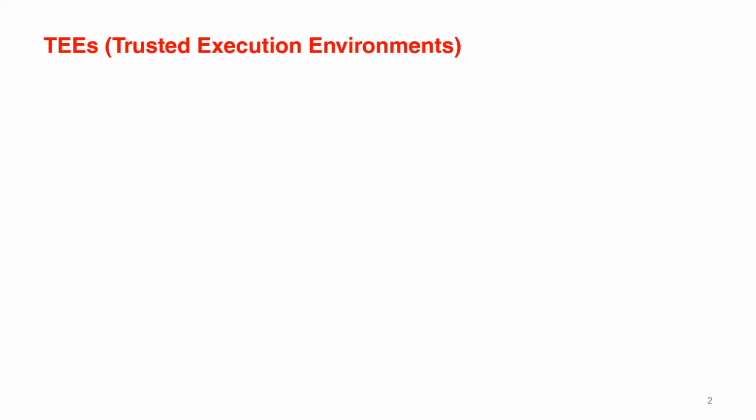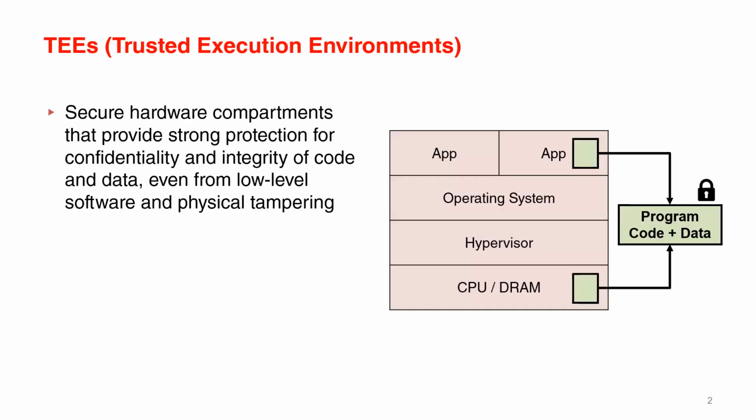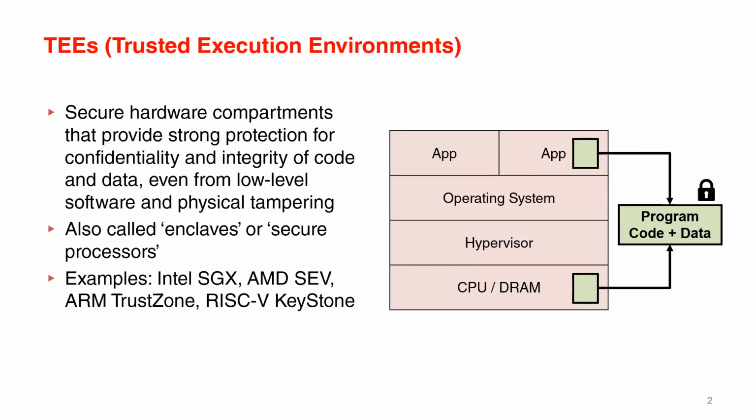So in this work, we target trusted execution environments, or TEEs, in today's processors. TEEs are secure hardware compartments that provide strong protection for confidentiality and integrity of code and data of programs, even from low-level software and physical tampering in the external DRAM. TEEs are otherwise known as enclaves or secure processors. Examples of TEEs include Intel SGX, AMD SEV, ARM TrustZone, and RISC-V Keystone.